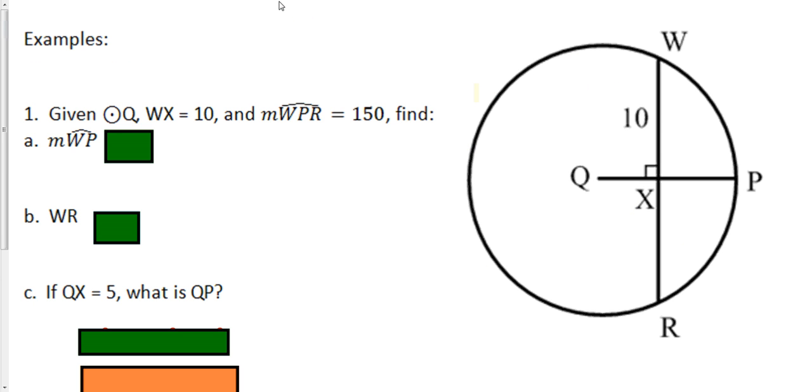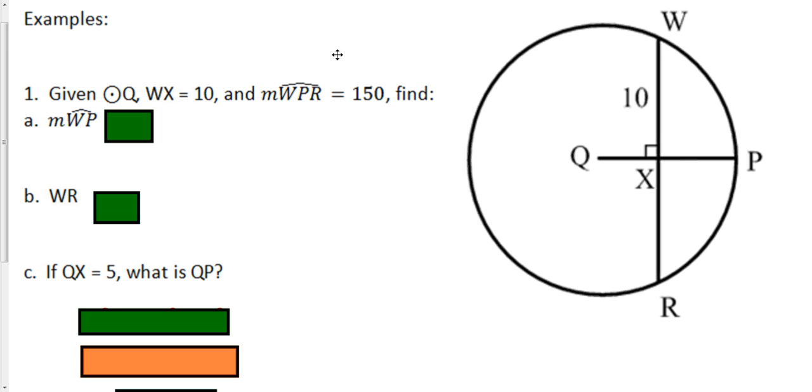So let's look at some examples. Using that perpendicular bisector theorem, given circle Q, so we always name it by its center, and we know that WX is 10, and that the measure of WPR, this larger arc right here, is 150. Remember that is degrees. We measure that arc measure in degrees. We measure the arc length in centimeters or feet or whatever it is, but this, because it has the M in front of it, it's asking for the measure in degrees. We want the measure of just WP.